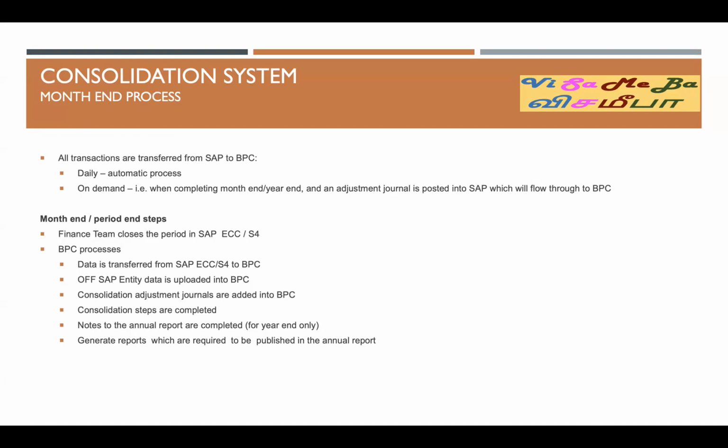And the consolidation adjustment entries or journals are posted in BPC. Then the consolidation steps are completed. Then notes to the annual report are completed if it's a year-end process. Then reports are generated and published, signed and published in the annual report. So this is just a vague, high-level description of the activities which are done in BPC.